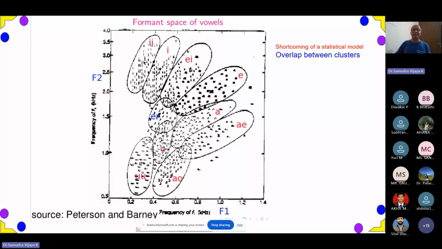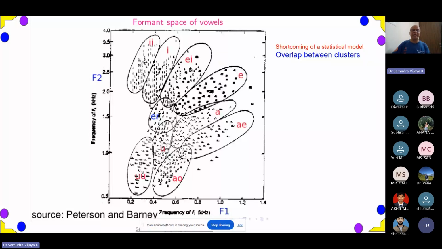Because of this, there is overlap between the clusters of the vowel A and vowel E. For example, if you measure the formants F1 and F2 of some sound, let's say it turns out to be 700 and 1000 hertz. Now, this particular point may be an R spoken by a child or A vowel spoken by an adult. So, there is confusion. There is an overlap between the clusters. Whenever there is an overlap between the clusters, you cannot use a statistical model with great accuracy.